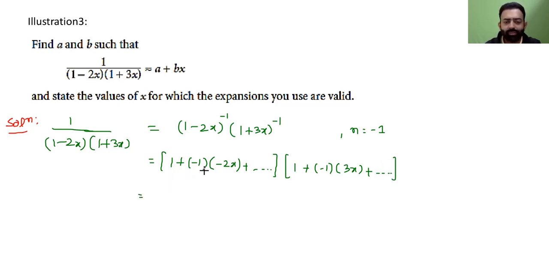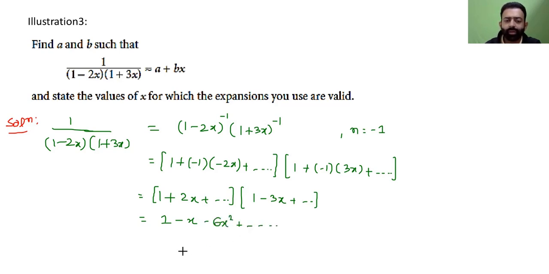So 1 minus 1 into minus 2x is 1 plus 2x, and so on, into 1 minus 3x, and so on. If you multiply these two, you will get a constant term which is 1, and then the x terms will be plus 2x and minus 3x, which is minus x, and then there will be a higher order term, minus 6x square, and so on.